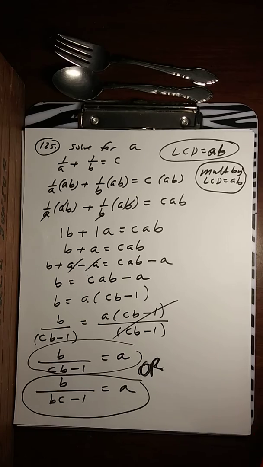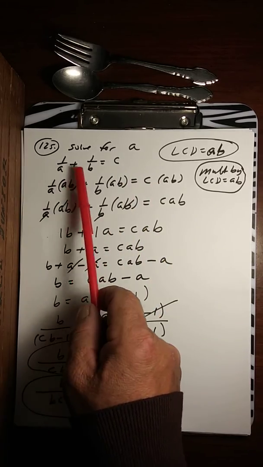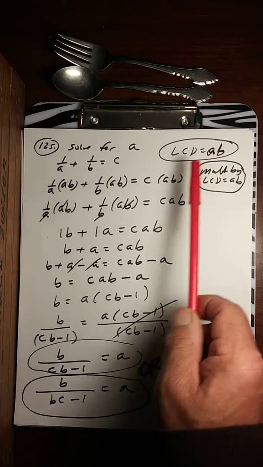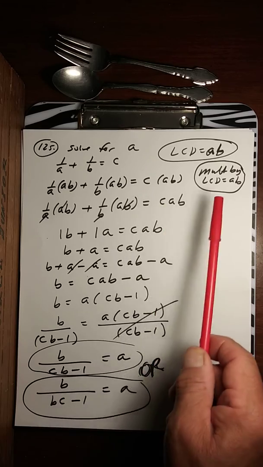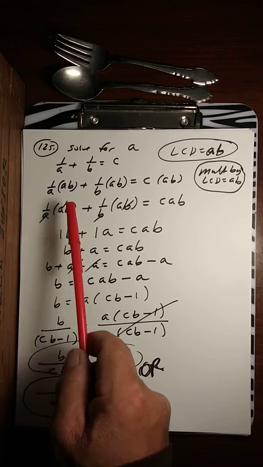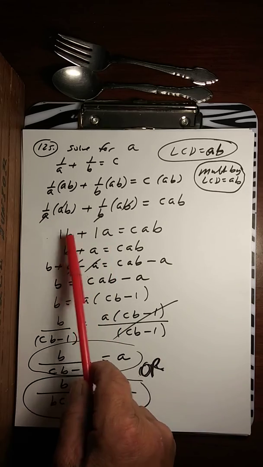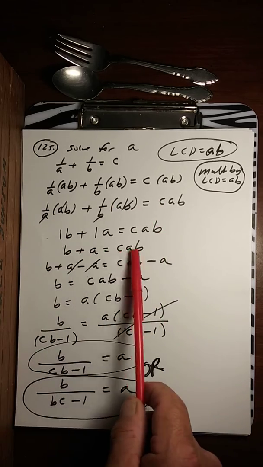Another literal equation. Solve for A. The LCD of this is going to be AB. Multiply by AB, AB, AB. That's a 1 right there if you want to think of it that way. So AB times that, AB times that, AB times that. So now the A's cancel, the B's cancel. We're left with 1B, 1A equals CAB. Or B plus A equals CAB.